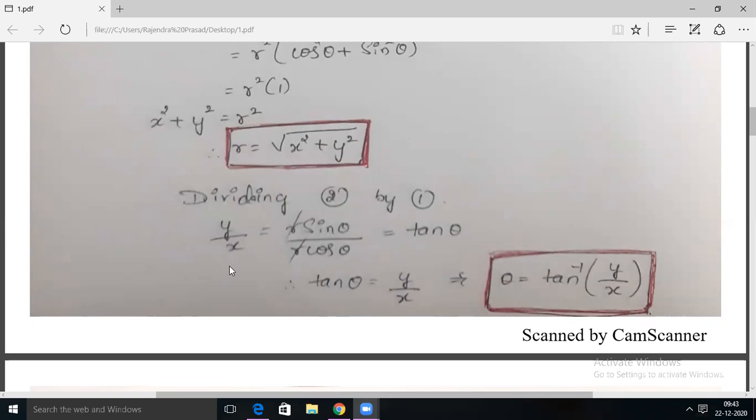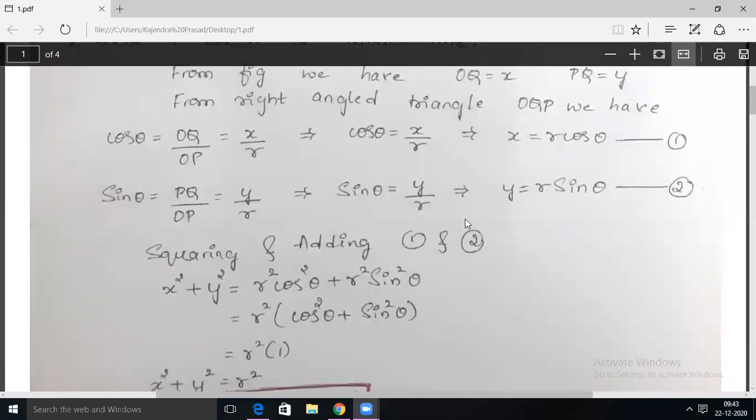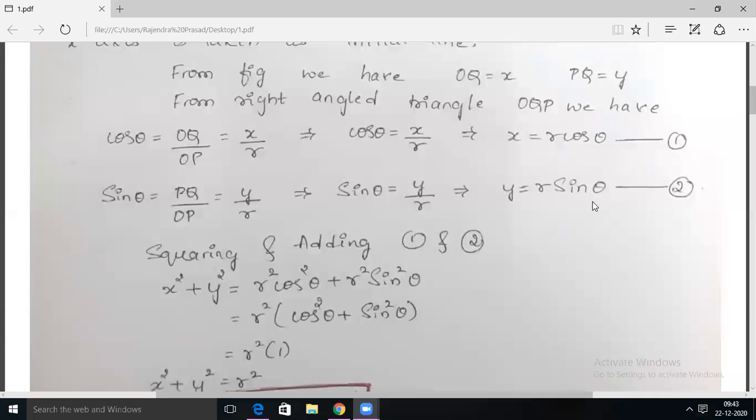So keep in mind, we have a relationship between polar coordinates and Cartesian coordinates: r is equal to square root of x square plus y square, and theta is equal to tan inverse of y by x. And also these two are very, very important: x is equal to r cos theta, y is equal to r sin theta.